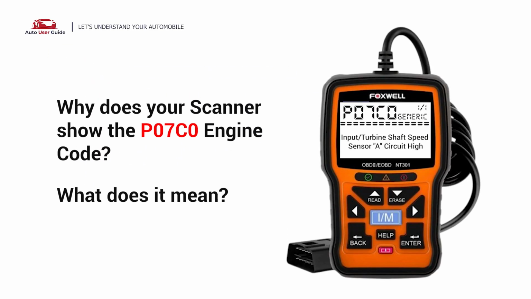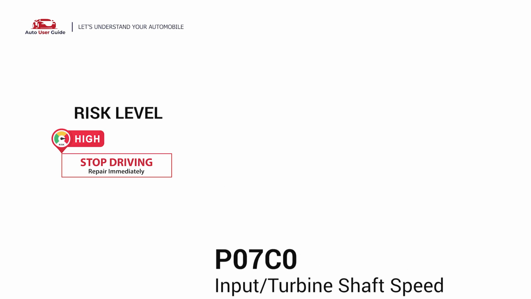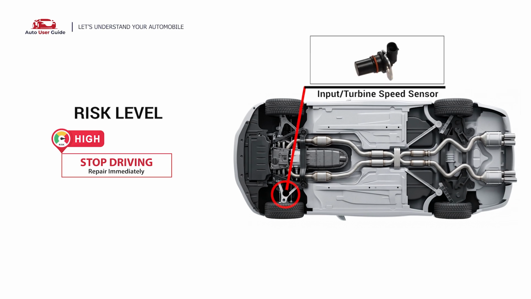Why does your scanner show the P07C0 engine code? And what does it mean? P07C0 is a diagnostic trouble code for input or turbine shaft speed sensor, A circuit high. This error code indicates that the PCM or TCM detected an unusually high signal from the input speed sensor circuit. Under these circumstances, stop driving and repair your vehicle immediately.